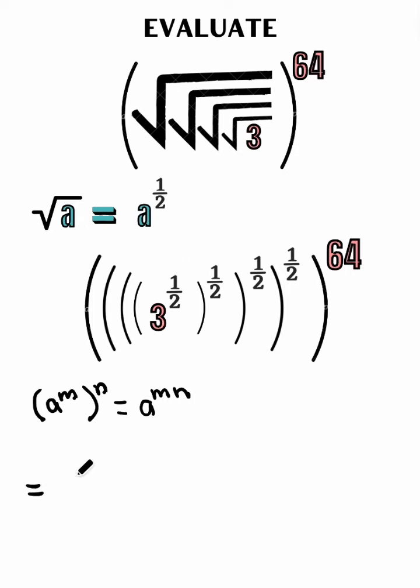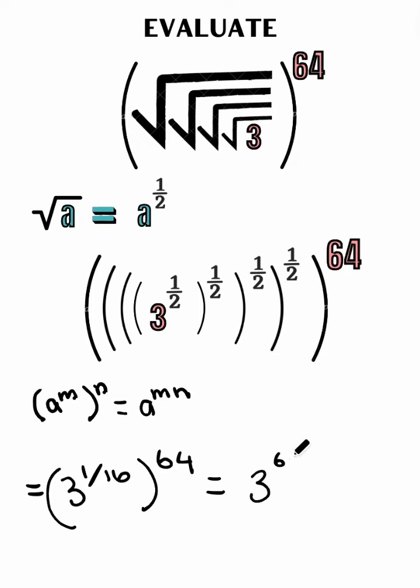This gets us 3 to the power of 1/16, to the whole power of 64. And when we multiply this and this together, we get 3 to the power of 64/16. Just divide these two to get 3 to the power of 4. And 3 to the power of 4 is just 3 multiplied 4 times, which gives us our final answer of 81.